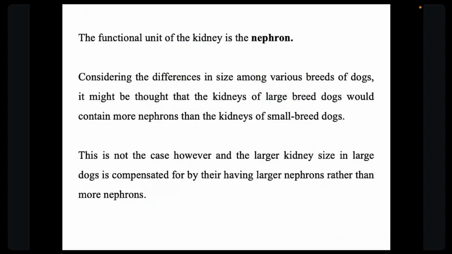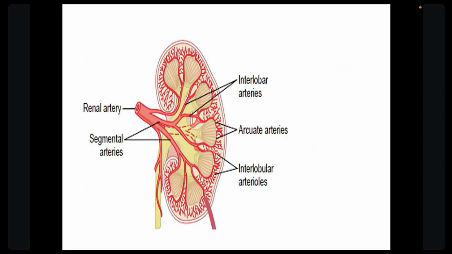Now the functional unit of kidney is the nephron. And if you see the distribution of blood vessels in the kidneys, we have the segmental arteries first, then the interlobar arteries. Before that I must tell you that the renal arteries entering into the kidneys get divided into these segmental arteries. Then comes the interlobar arteries, then the arcuate arteries, then the interlobular arterioles.